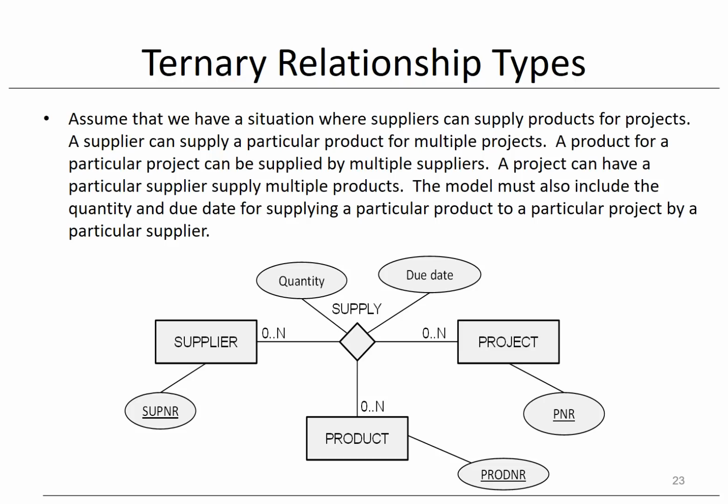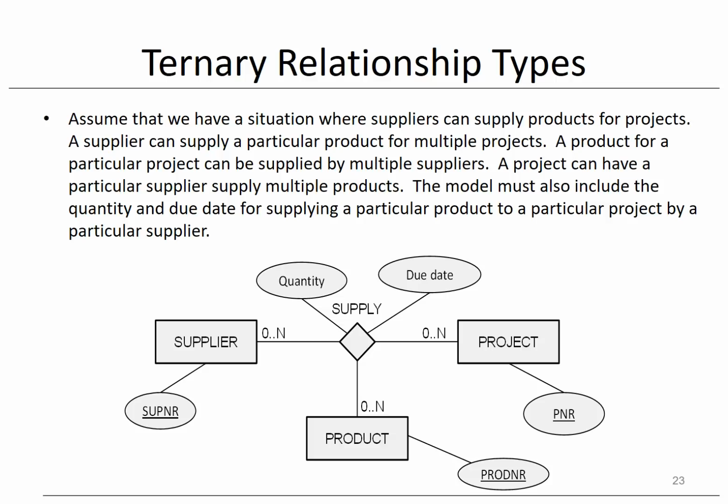The majority of relationship types in an EER model are binary, or have only two participating entity types. However, higher order relationship types with more than two entity types, known as ternary relationship types, can occasionally occur, and special attention is needed to properly understand their meaning. Assume that we have a situation where suppliers can supply products for projects.